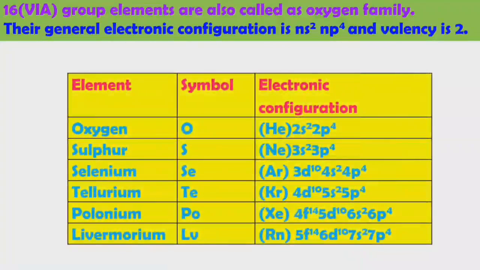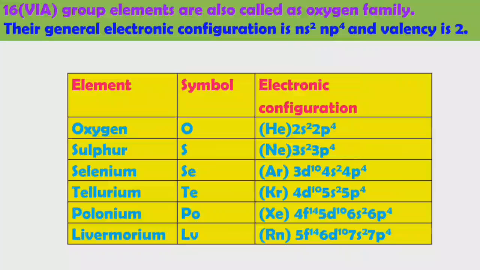We will see the elements: oxygen, sulfur, selenium, tellurium, polonium, livermorium. These are the 6th A group elements. General electronic configuration of the 6th A group elements is ns2 np4.